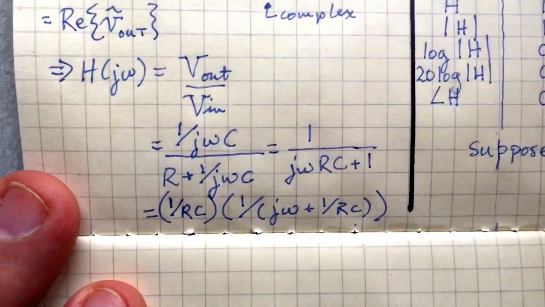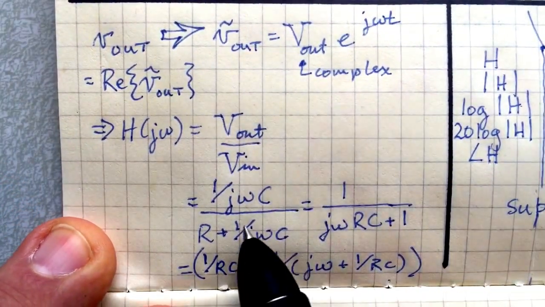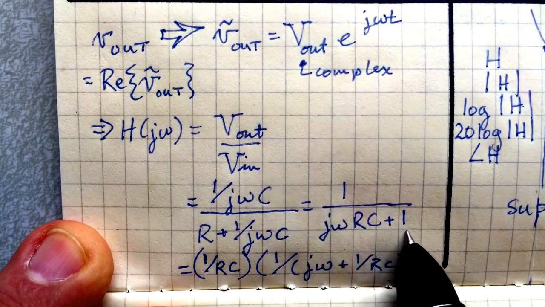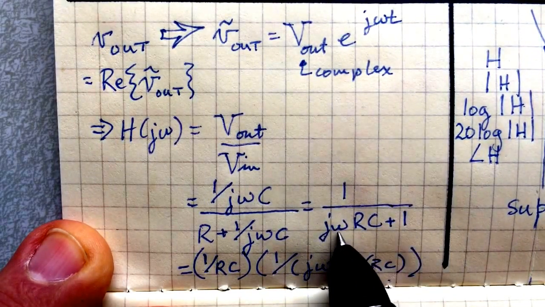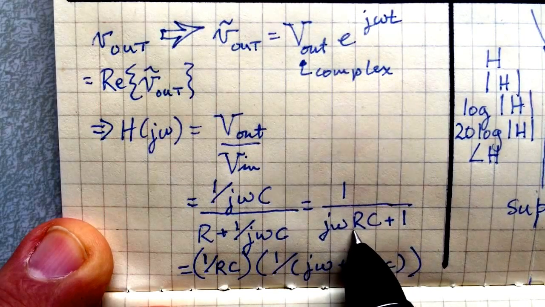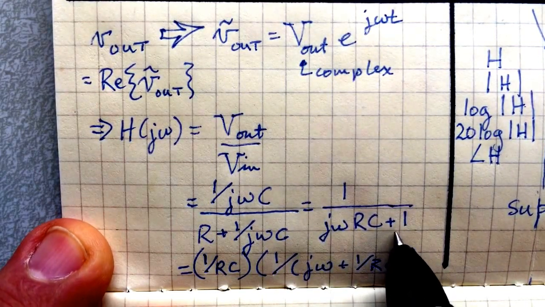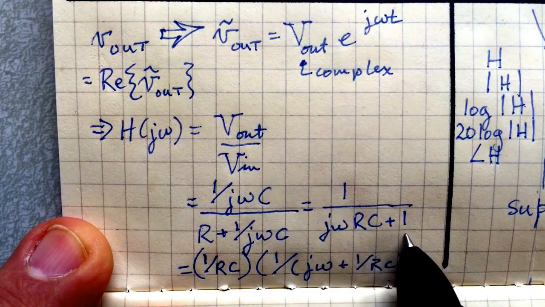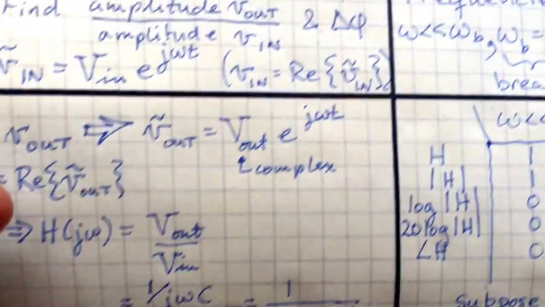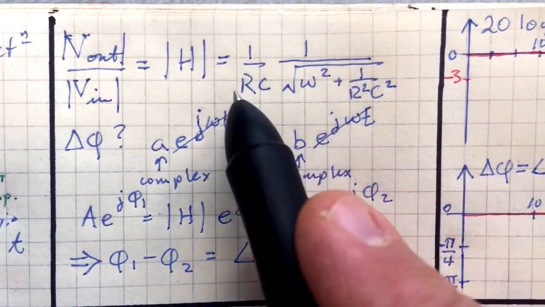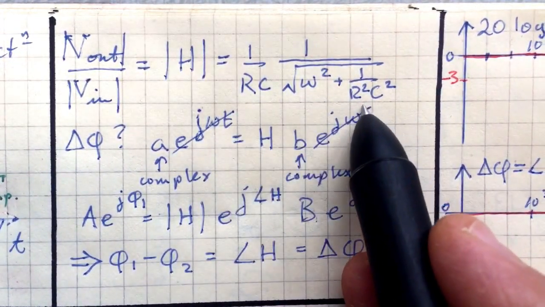If we go back for a second, sorry about all the moving around, we're trying to find the magnitude of this. Well, we have a complex number in the denominator. When you take the magnitude of a complex number, it's just the square root of the real part squared plus the imaginary part squared. If you think of it on the complex plane, it's basically using the Pythagorean theorem to find the length of a phasor in the complex plane. So you do that, the 1 over RC stays out in front, and you get something like this.